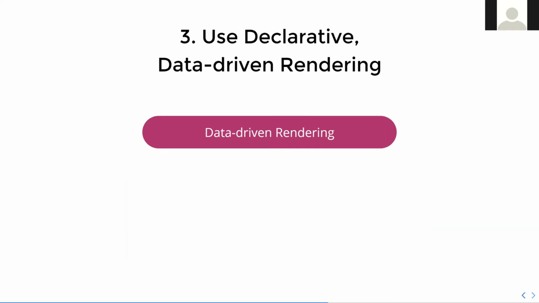So next we have data-driven rendering. We've talked about declarative rendering. With data-driven rendering, you try to model your UI as a function of state, which is the data that you want to render. With this approach combined with the declarative approach, all you need to keep track of is the data that you want to render.